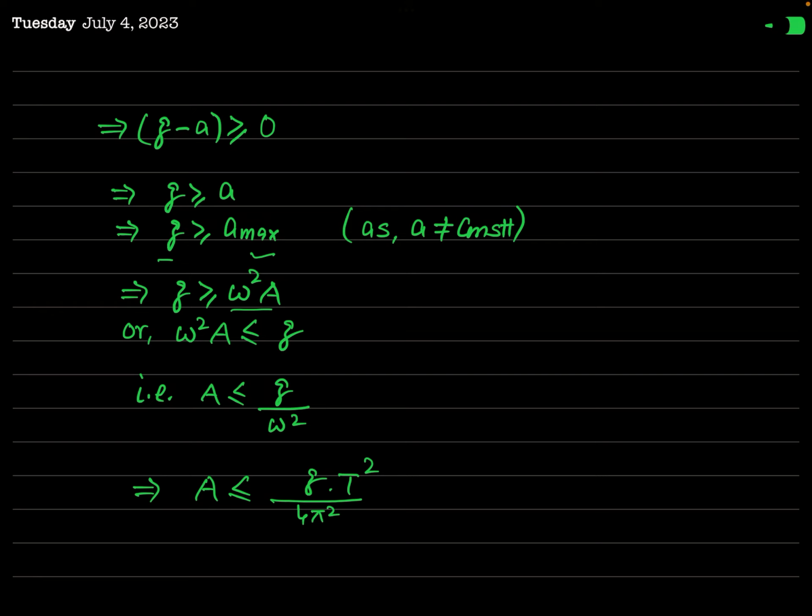In other words, you can say that omega square A must be less than or equal to g. And so A should be less than or equal to g over omega square. As in our problem, the time period is given, 1.0 second. So let us change this omega in terms of time period. You know, omega is equal to 2 pi over T. So this result will be A should be less than or equal to g T square by 4 pi square.